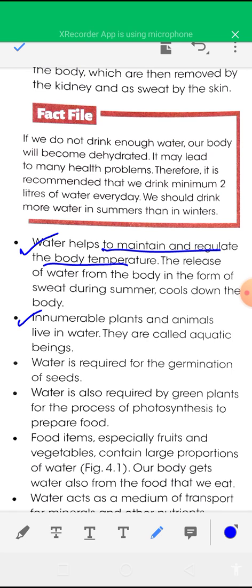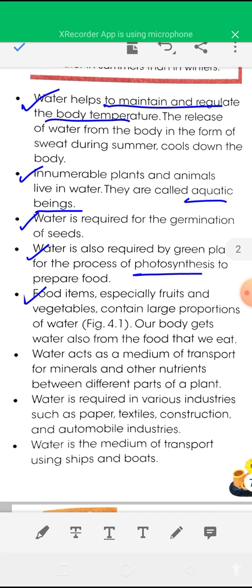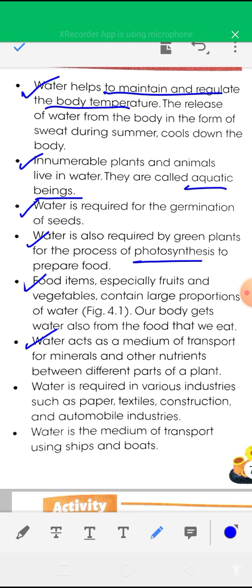Innumerable plants and animals live in water, and these are called aquatic beings. Water is required for germination of seed. Water is also required by green plants for the process of photosynthesis to prepare food. Food items, especially fruits and vegetables, contain a large proportion of water. Water acts as a medium of transport for minerals and other nutrients between different parts of a plant.